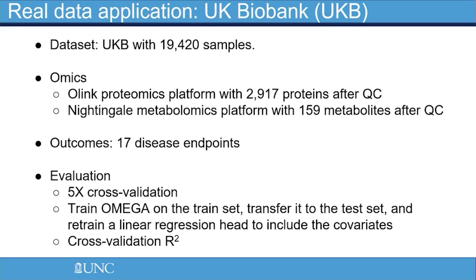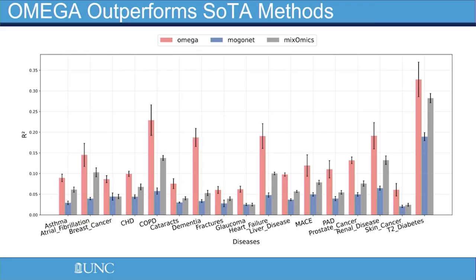With that, we applied it to the same data that I showed you earlier in our recently published Nature Communications paper. Again, UK Biobank, about 20,000 individuals, about 3,000 proteins, 159 metabolites, the same 17 disease endpoints. And this time I actually used the cross-validation R-square. The C-index I showed is also based on 5-fold cross-validation. So we first compared our omega with alternative methods, omega in red and the other methods in blue and gray.